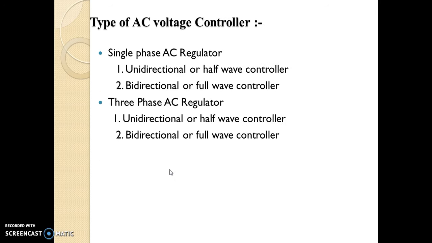There are mainly two types of AC voltage controller. The first is the single phase AC regulator and the second is the three phase AC voltage regulator. Again, in the single phase AC regulator there are two main types. The first is unidirectional, also called a half wave controller, and the second is bidirectional, or full wave controller. In the half wave controller we use only one thyristor and one diode, and in the bidirectional full wave controller, we use two thyristors connected in parallel in the reverse way.